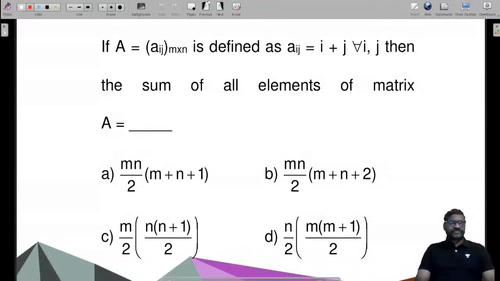Next problem. Aij for an m cross n matrix, where Aij is defined as i plus j for all i, j. Then find the sum of all elements of the matrix. Every element of the matrix satisfies the condition that Aij equals i plus j for all i, j. Understood? Observe here.